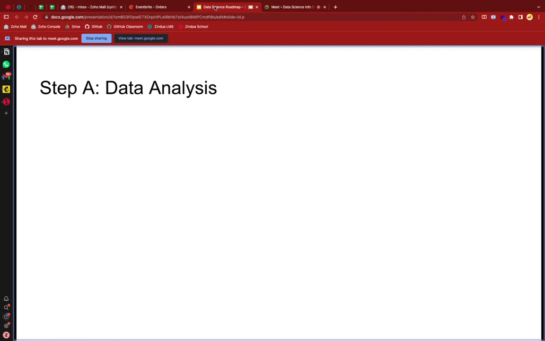Now, let's go to the roadmap. So how should one typically learn data science? The first layer will be the data analysis layer. So what should I learn on the data analysis layer? The first layer is going to be learning Python programming.